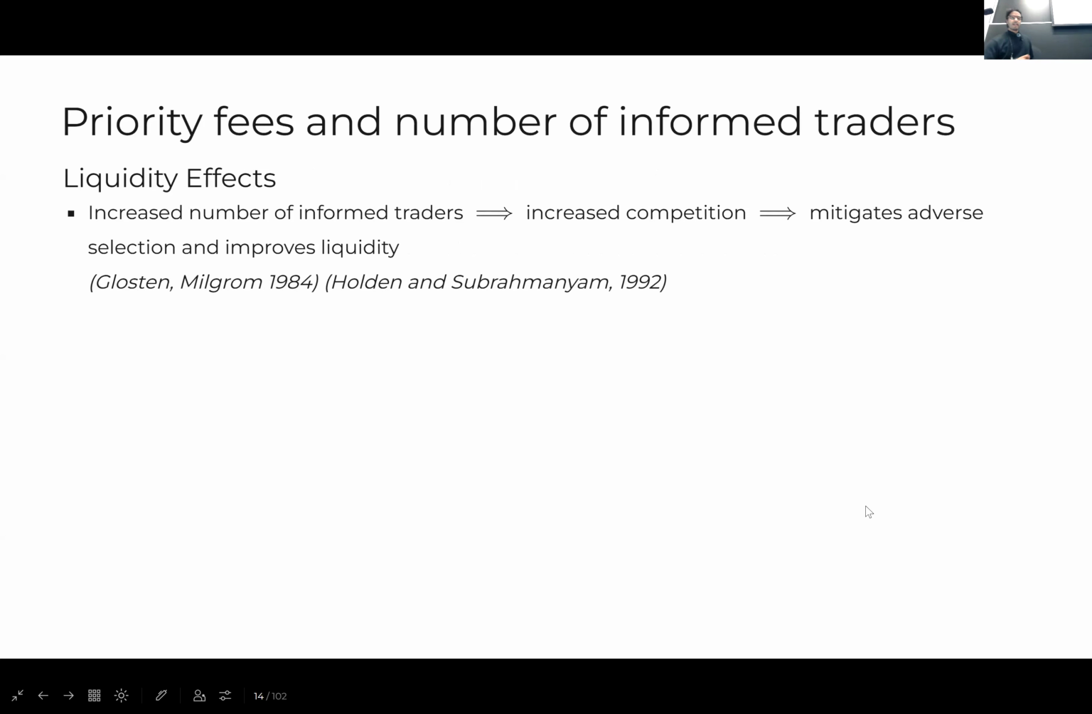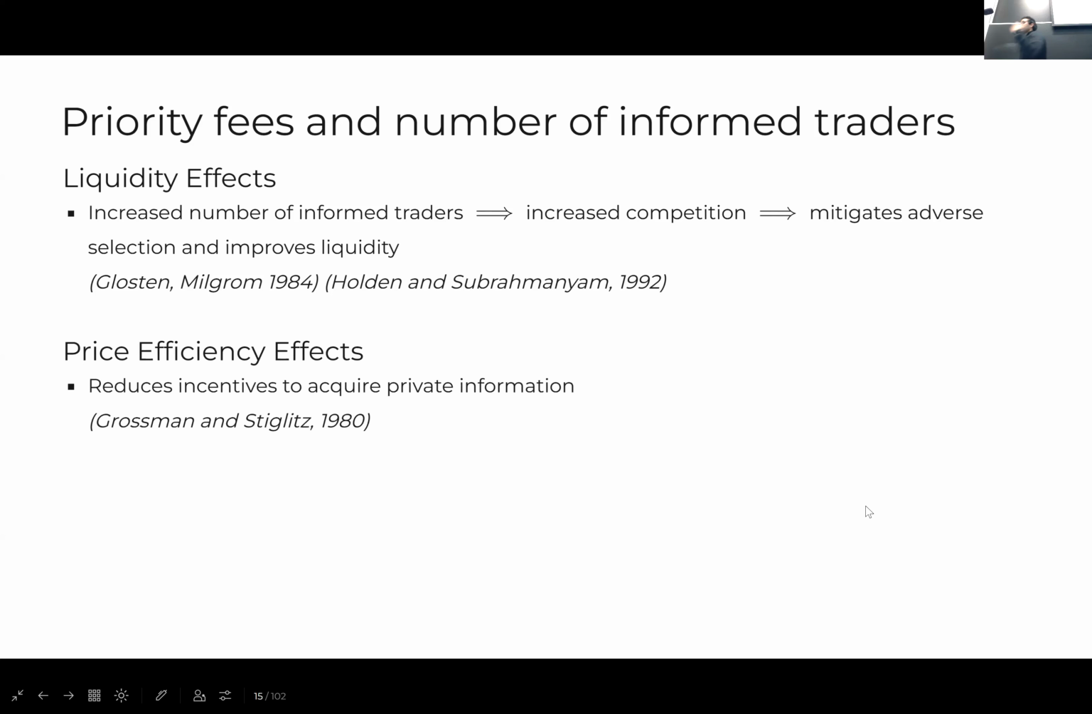Another thing we show is that priority fees have strong effects on the level of liquidity in these markets. In particular, when an increased number of informed traders compete for priority, the effect of priority fees is that it increases their costs and reduces their trading volumes. Because of this, priority fees reduce the adverse selection losses of liquidity providers, and this increases liquidity in the market.